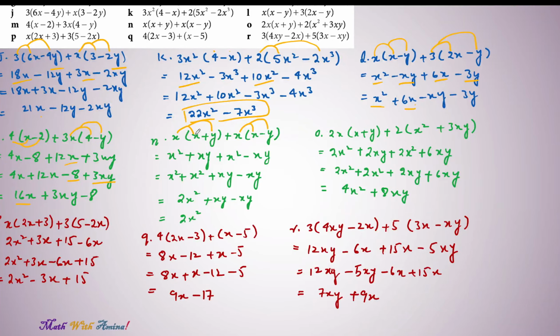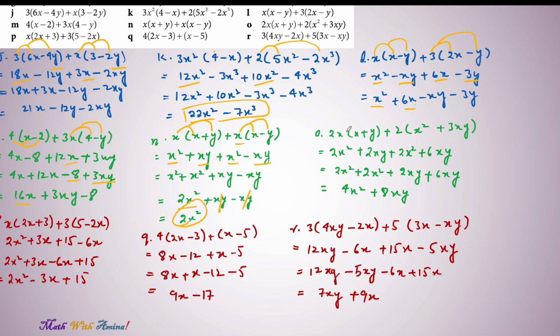So in here, x gets multiplied with x, so it gets x squared. x multiplied by plus y becomes xy. x getting multiplied with plus x, we get plus x squared. x getting multiplied with minus y, we get minus xy. Combining the like terms, x squared plus x squared is equal to 2x squared, then plus xy minus xy, these two cancel each other, so we are left with 2x squared, which is the simplified form of this expression.